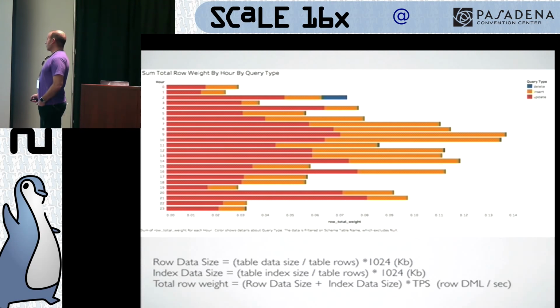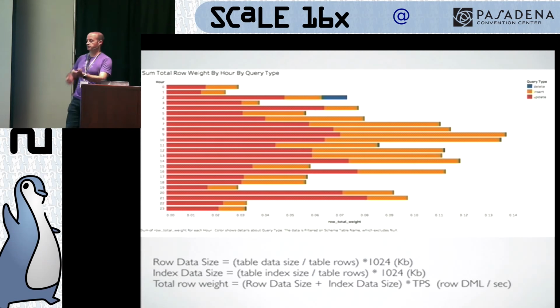Now, something I wanted to point out is I use a technique called row weight, right? So I grab the row size by taking the data size divided by the table rows, and I get the row size, then the index size. I add them, and I multiply by the transactions per second. It gives me the row weight transaction, right? Because some tables are small, have few columns, and some tables have large columns.